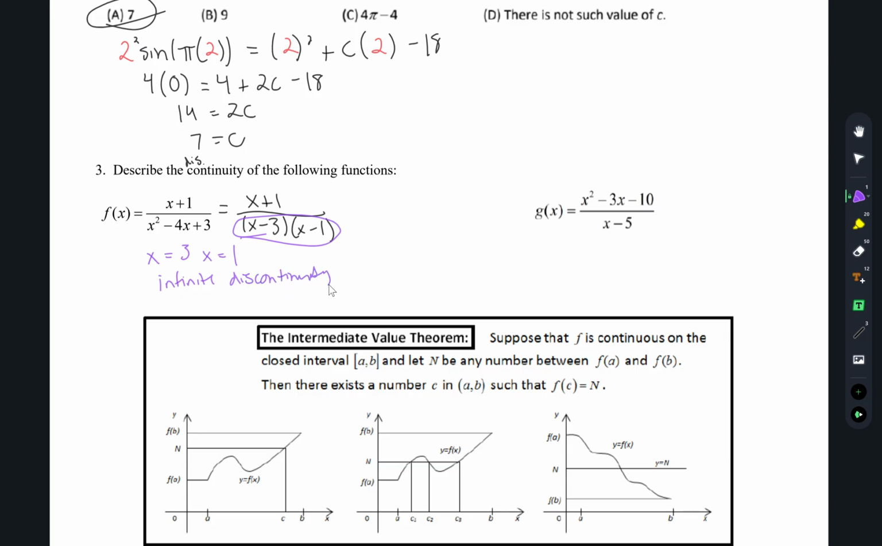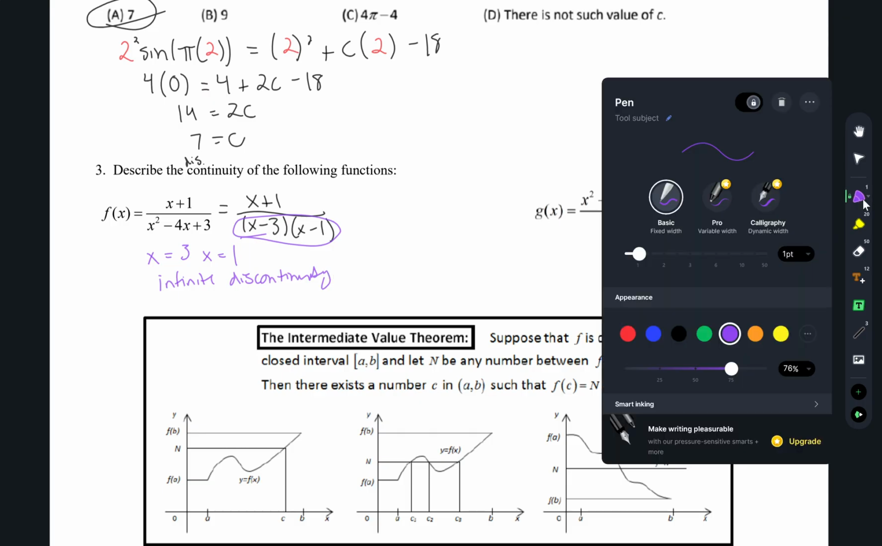So why don't you guys just do the second one? It's kind of the same-ish.